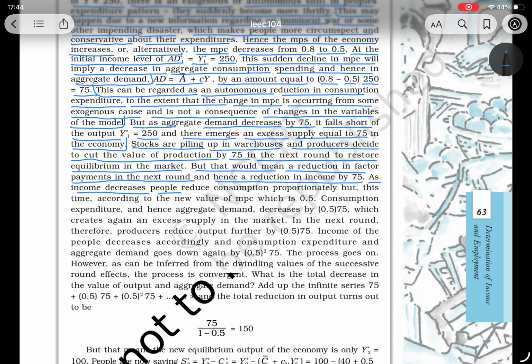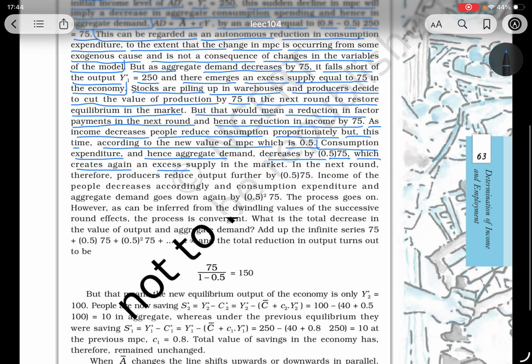As income decreases, people reduce consumption proportionally, but this time according to the new value of MPC, which is 0.5. Consumption expenditure, and hence aggregate demand, decrease by 0.5 × 75, which creates again an excess supply in the market in the next round.